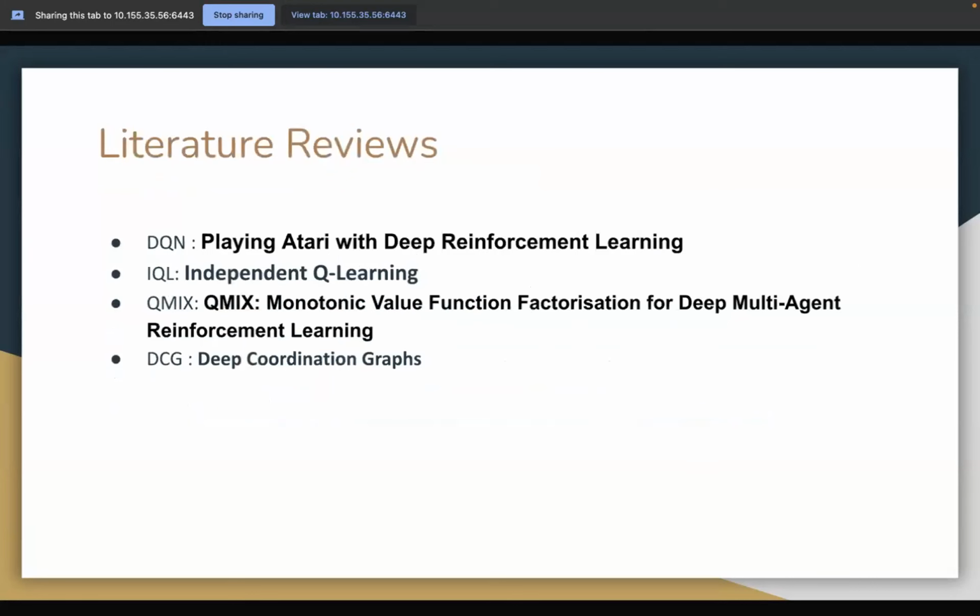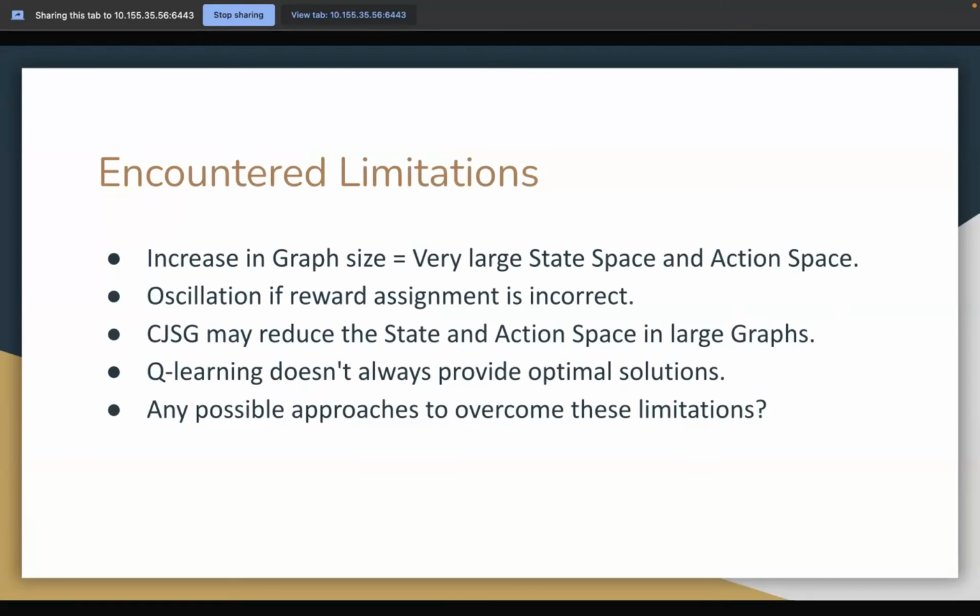Another thing is that Q-learning doesn't always provide the optimal solution. I need to train at least 1,000 episodes, and the chance of getting the optimal solution is about 80%. 20% of the time it gives a different kind of solution, which is not very reliable.